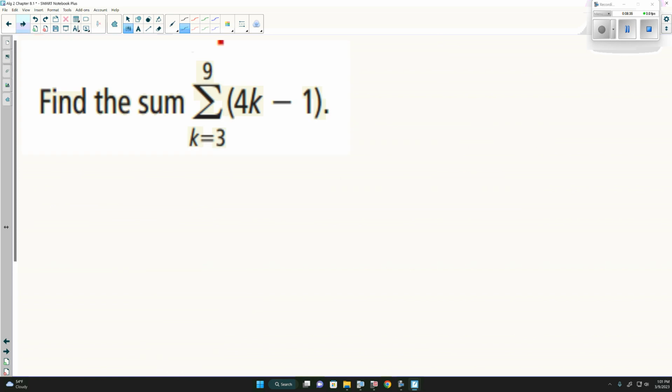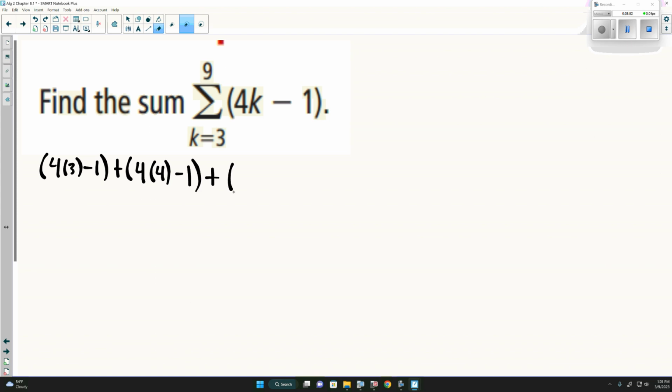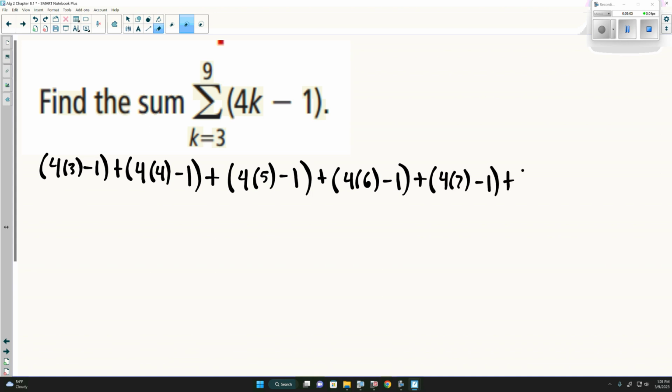So on the next one here, we're starting at 3 and going to, so we'll have 4 times 3 minus 1 plus 4 times 4 minus 1 plus 4 times 5 minus 1 plus 4 times 6 minus 1 plus 4 times 7 minus 1 plus 4 times 8 minus 1 plus 4 times 9 minus 1. So we have 7 terms.